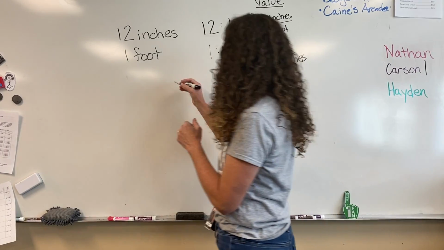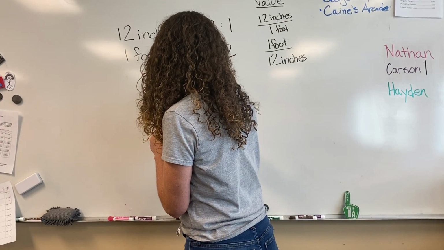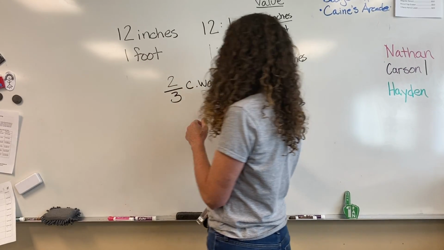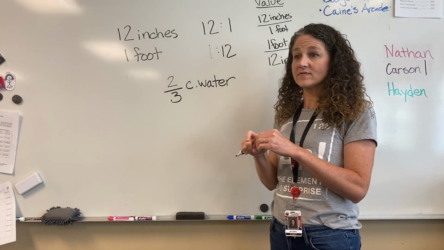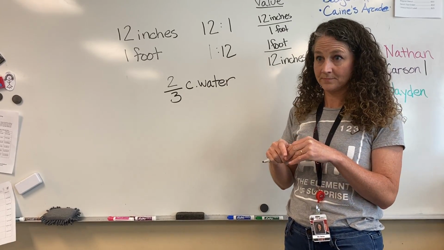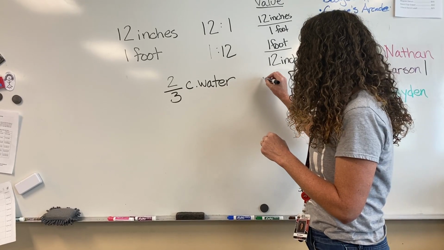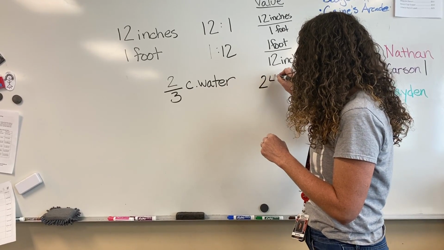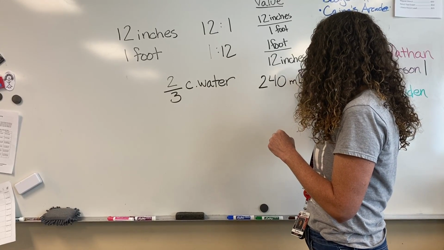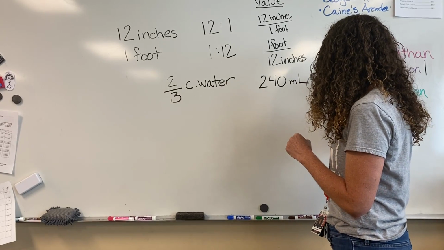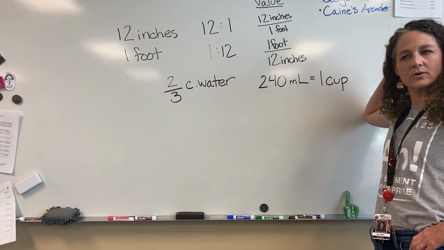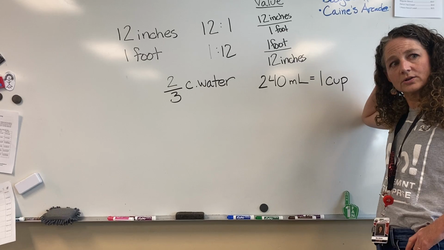So I need 2/3 of a cup of water for my oatmeal. Okay? I do not have cup measurements at school. All I have is milliliter measurements. But I know that 240 milliliters equals 1 cup. So how do I figure out how much water to put in my oatmeal?